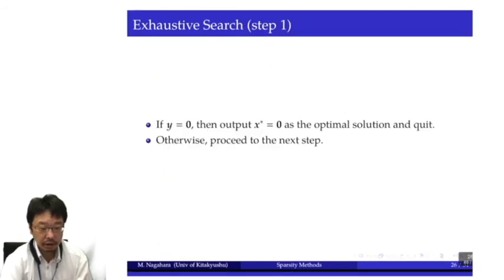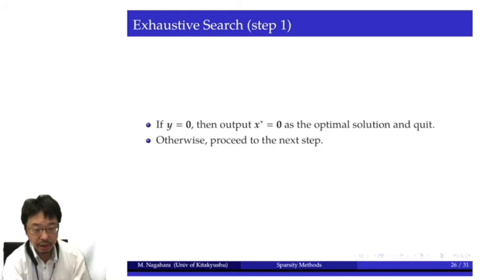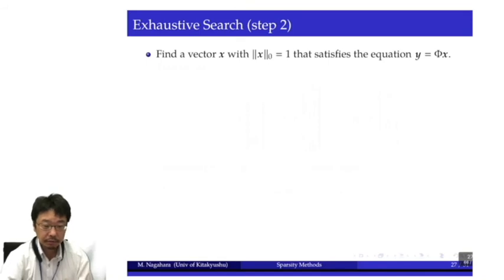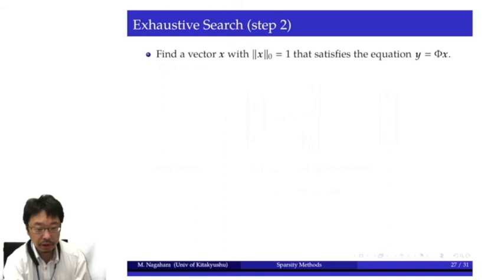Let us consider the exhaustive search algorithm for a general problem. First, check if y is 0 or not. If y is 0, then the optimal solution is the 0 vector. Quit. Otherwise, proceed to the next step. Step 2. Find a vector x with the L0 norm is 1. We call this a one-sparse vector that satisfies the equation y equals Φx.